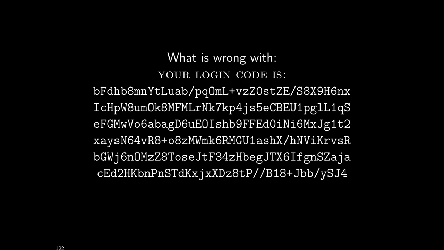So what's wrong with the message that you receive looking like your login code is 24? Well, not enough of a domain, not enough possible values, easily guessed, presumably. What's wrong with your login code is this mess? Well, the opposite problem. Now a user has to actually type all this. They've received it on their phone and now they're typing it by hand onto a computer. This is a nightmare.